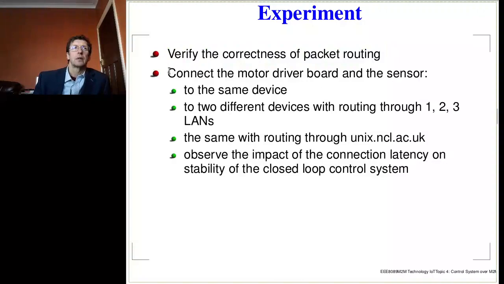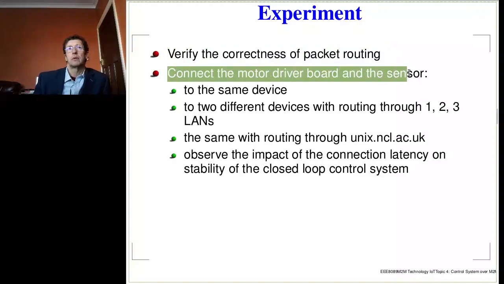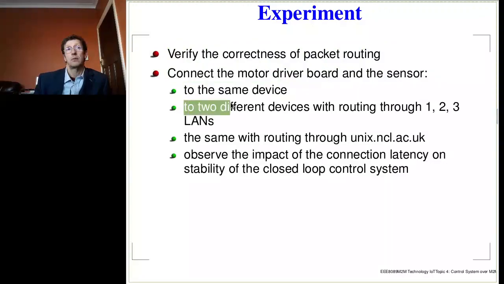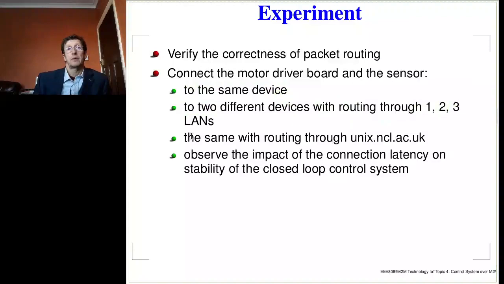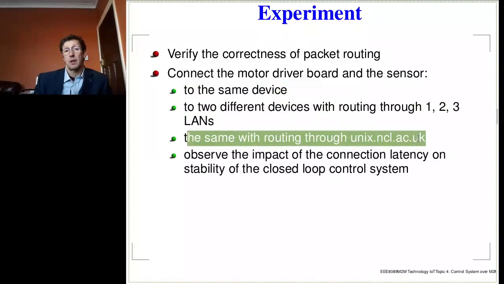So it's done, then connect the motor driver board and the sensor. First to the same device, then to two different devices routing through different lines. Right? The same with routing through Unix Newcastle ACK. It's just the only reason of that is to have a slower path.